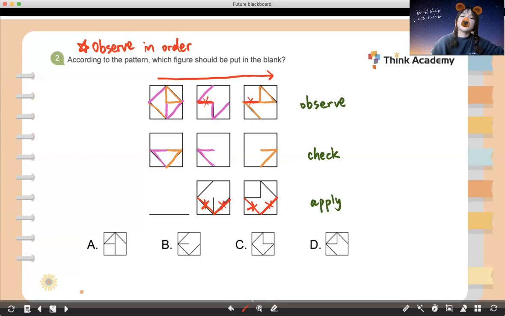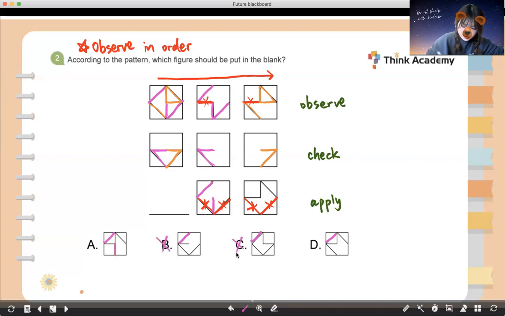So again, first of all, it has to be in a square. And then let's take a look at what should we have, okay? So first of all, we need a diagonal line like this, right? We have this here. We have this in all the figures. And secondly, we need a line like this. Which one do we have? Only the first one, right?